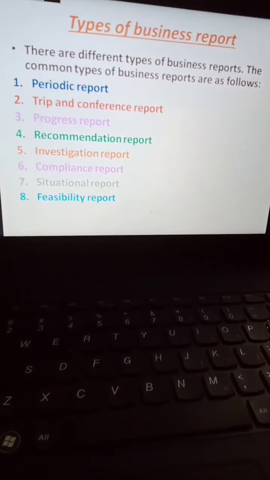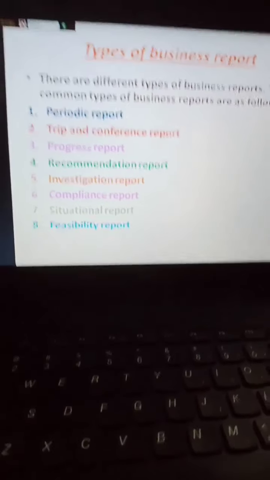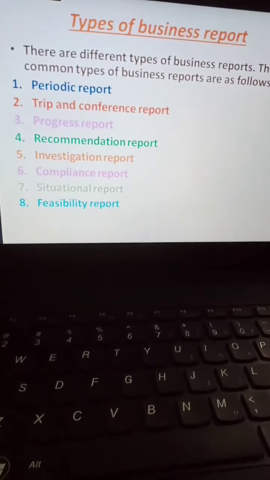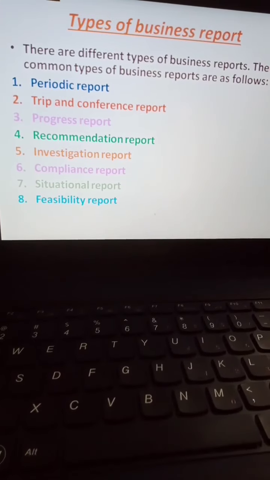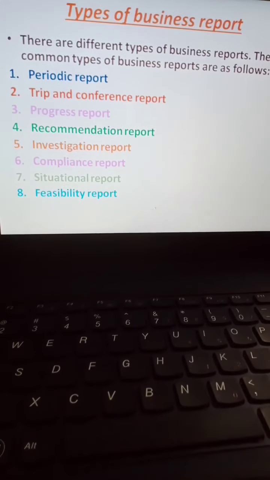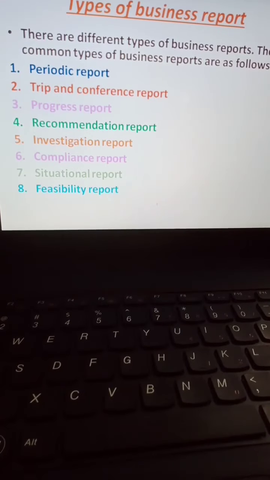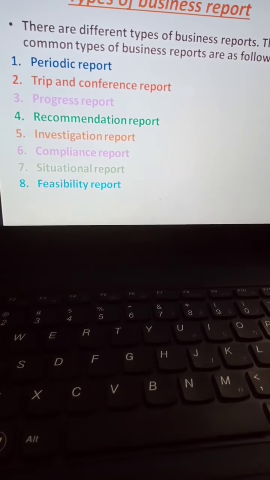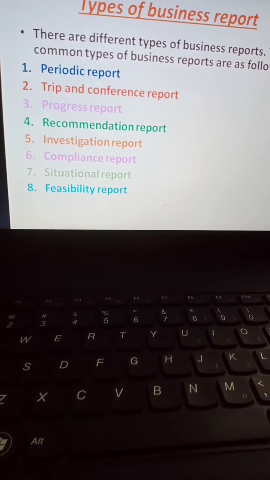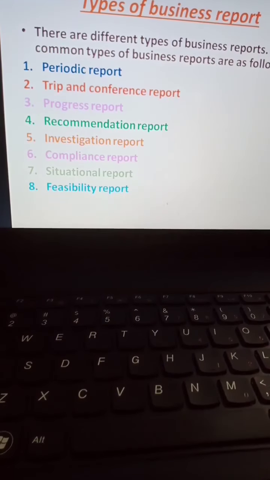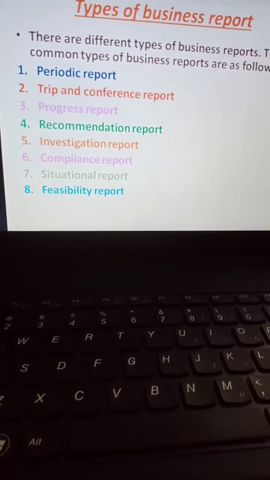Okay. Now I'll show you different types of business report. There are different types of business reports. So I have written here the common types of business reports, like periodic report, trip and conference report, progress report, recommendation report, investigation report, compliance report, situational report, and feasibility report.